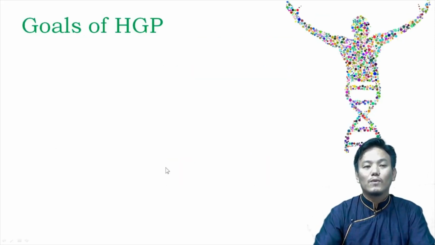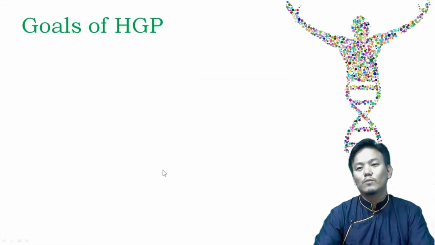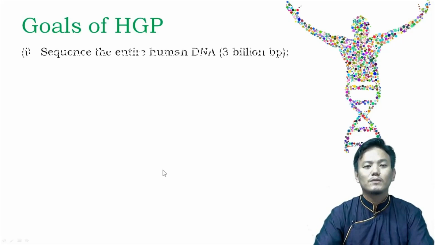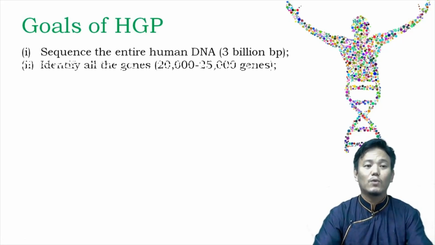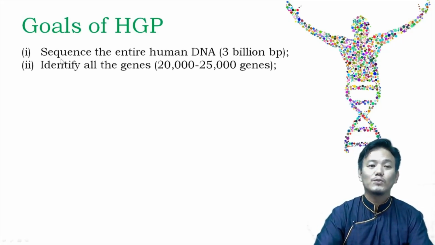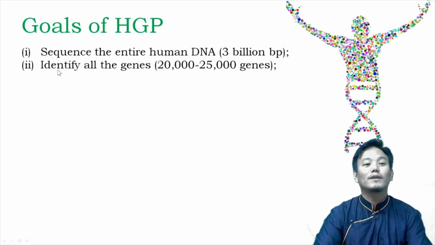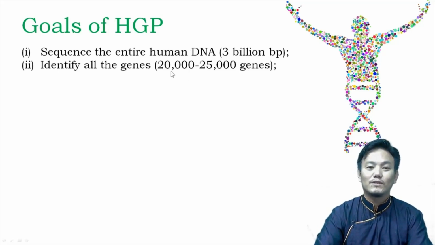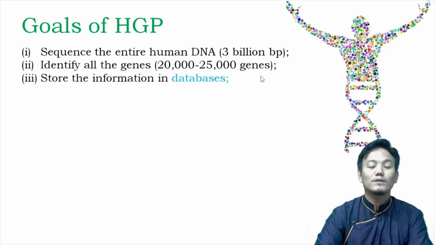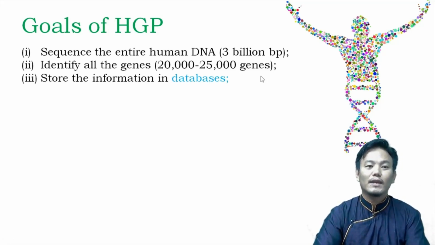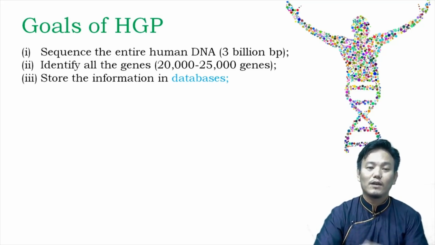Now, what are the goals of the Human Genome Project? The first and second goals I've already told you: to sequence the entire human DNA, which is about 3 billion base pairs long, and identify all the genes present within it, right? So genes, about 20 to 25,000 genes. The third goal is, after sequencing and identifying the genes, you will get a lot of data out of it, right? You will get a lot of data.